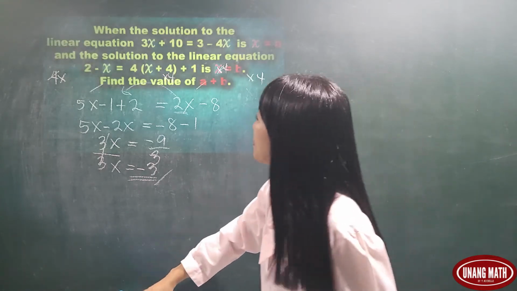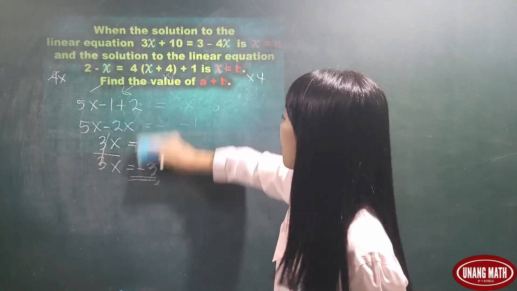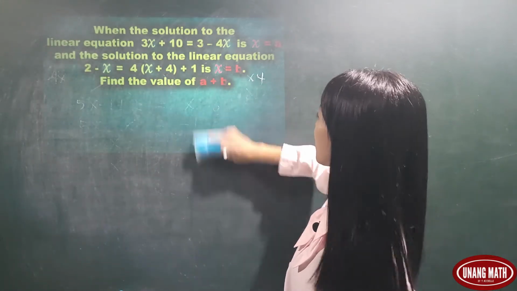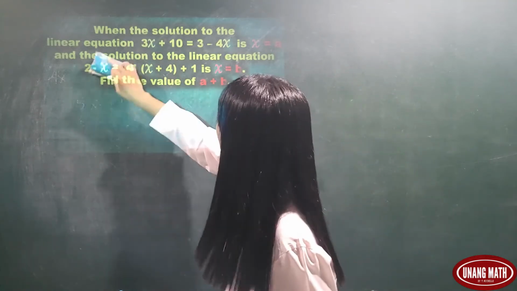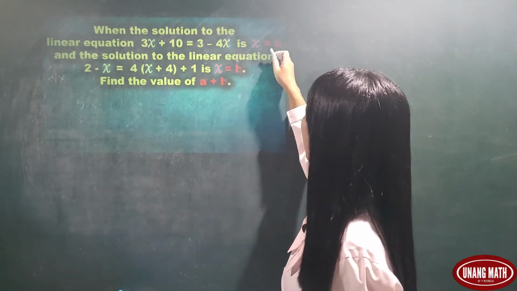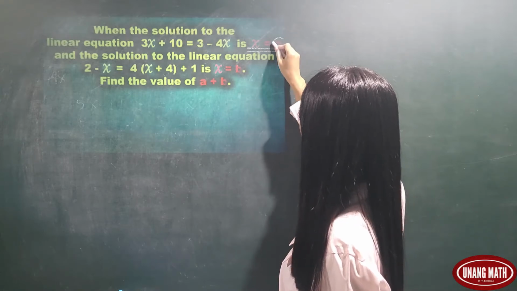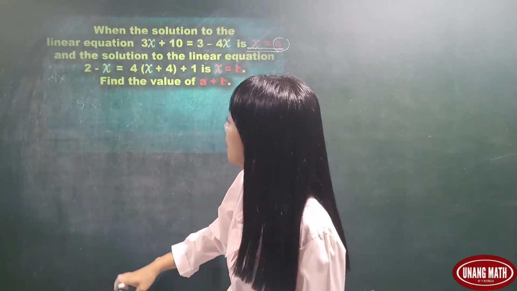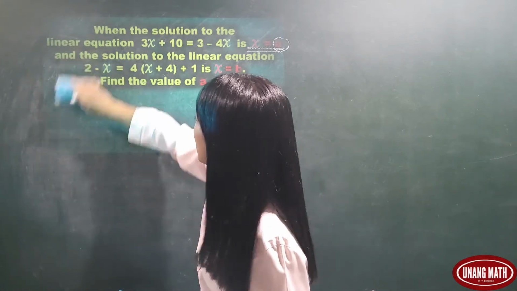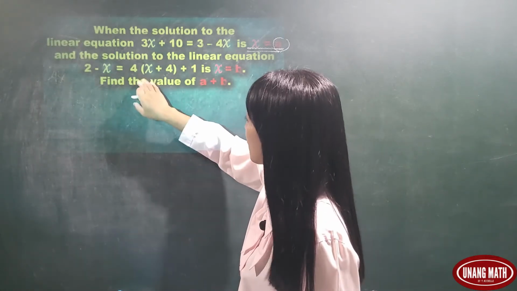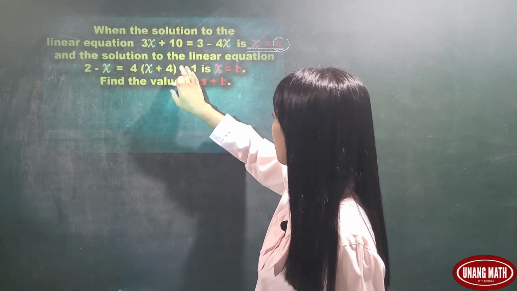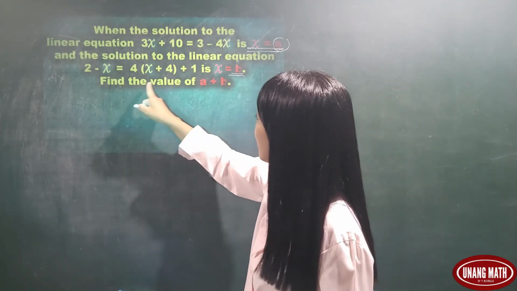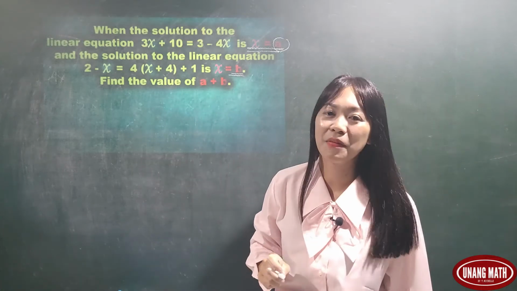For this next problem, it's for you to answer. The solution to the linear equation 3x plus 10 is equal to 3 minus 4x is x is equal to a, and the solution to the linear equation 2 minus x is equal to 4 times x plus 4 plus 1 is x is equal to b. Find the value of a plus b.